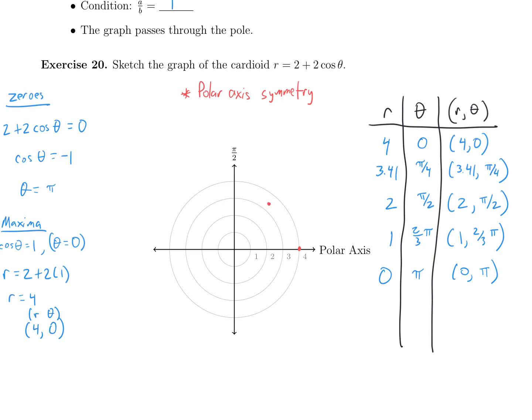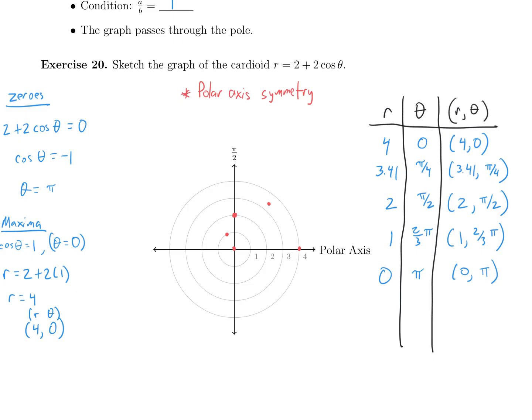Almost halfway. Okay, and then the next point is 2 comma pi over 2. That's easy. You just go to the pi over 2 line or angle and then go up 2 units. All right, the next one's going to be 2/3 pi, which is 120 degrees, and you want to go 1 unit out. So that would be about right here. All right, and then the last one is 0 comma pi. So at pi, it's 0, which represents the pole.